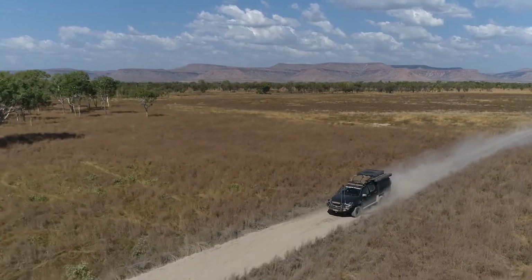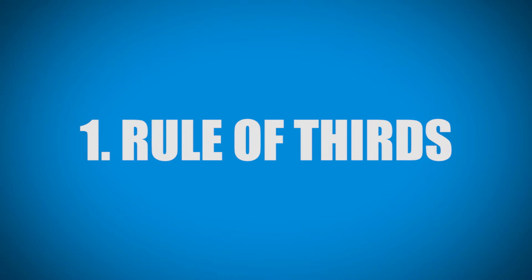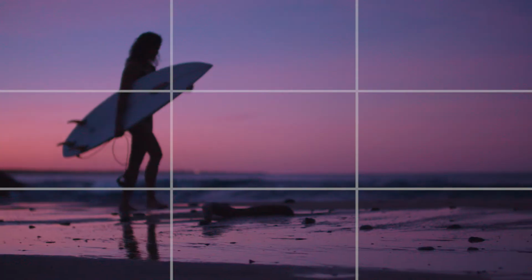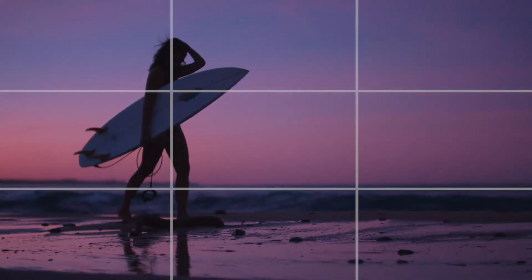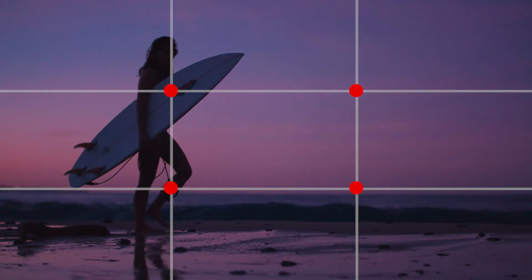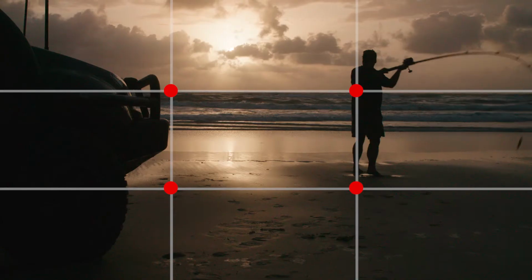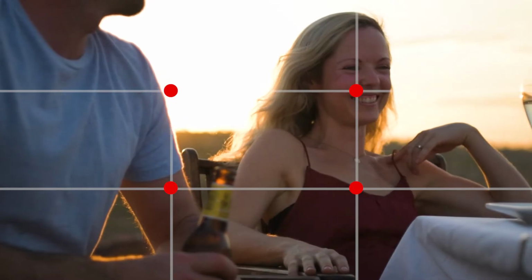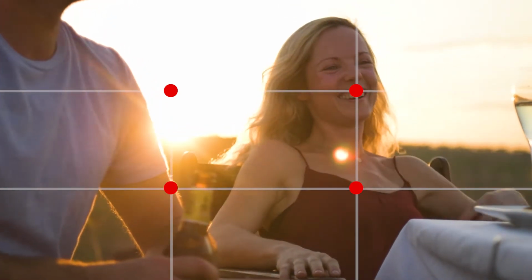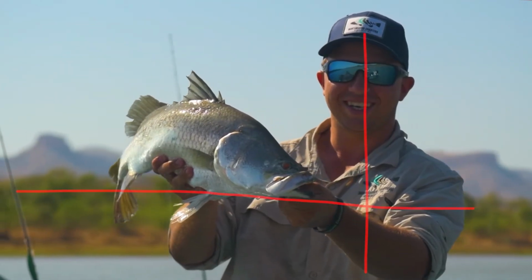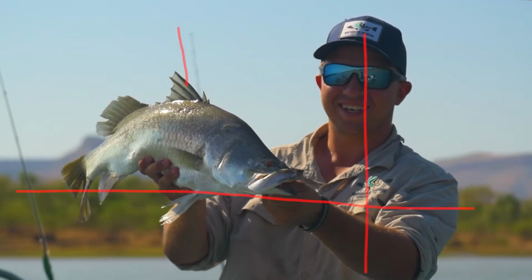Number 1 is the rule of thirds. The rule of thirds tells us to divide the image into thirds, both horizontally and vertically. What you end up with is 9 segments and 4 intersecting points. And these points are the ideal place to put the important elements of your scene, like a face, for example. You can use these lines as guides for the horizontal and vertical elements within your scene.